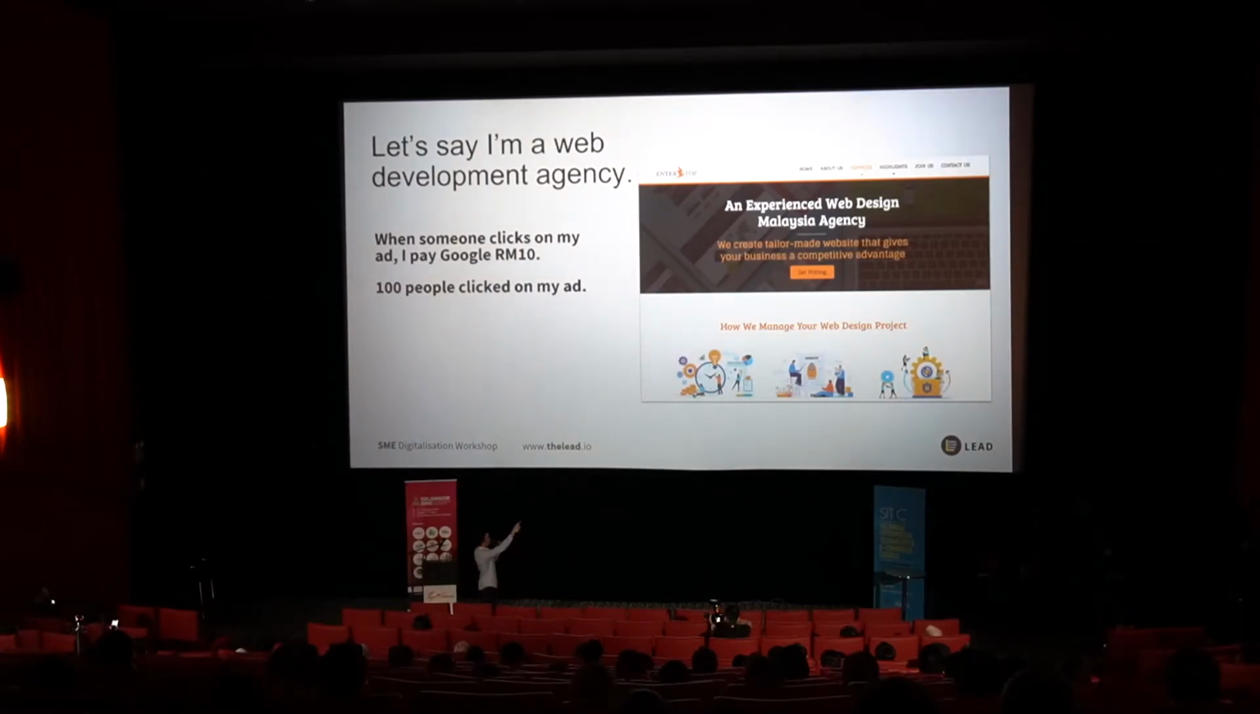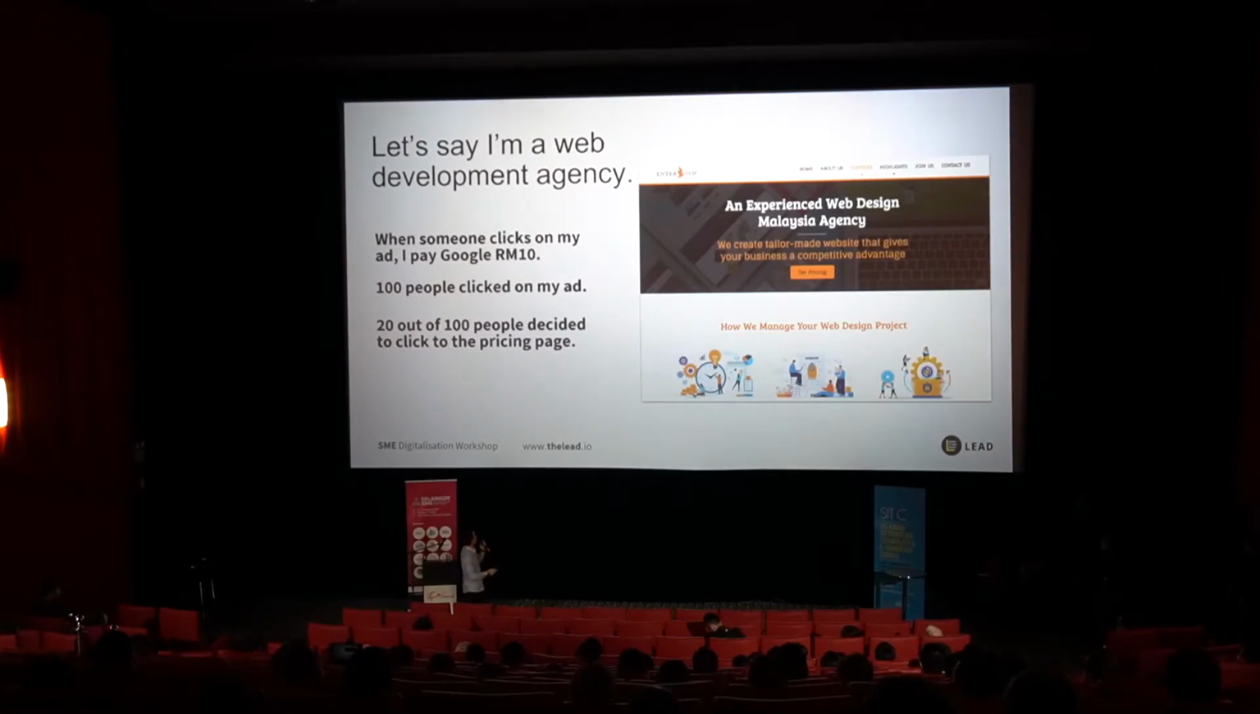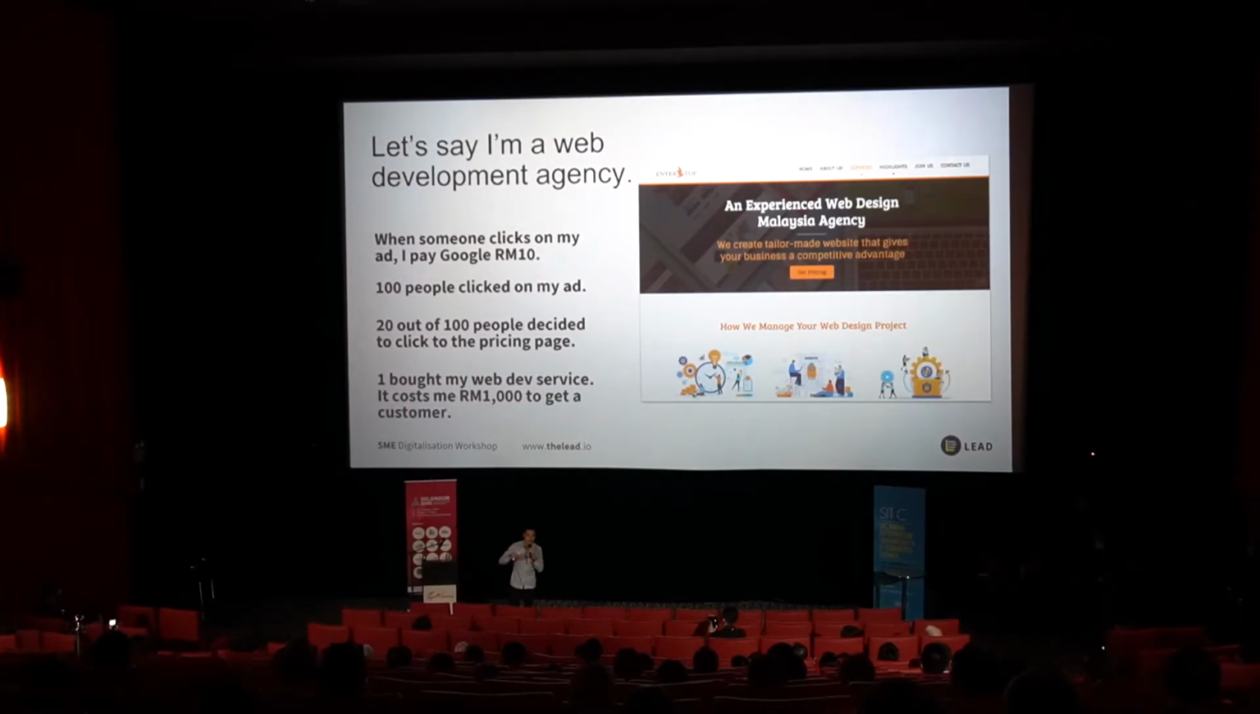And then you can see that we have get pricing there. Now, when someone clicks on that get pricing, maybe I have around 20 out of 100 people going into the get pricing page. How much does it cost me for someone to go into my pricing page? 50, that's right. And then at the end of the day, one person out of 100 people bought my web development service for 1,000 ringgit. So it costs me 1,000 ringgit to get one customer.